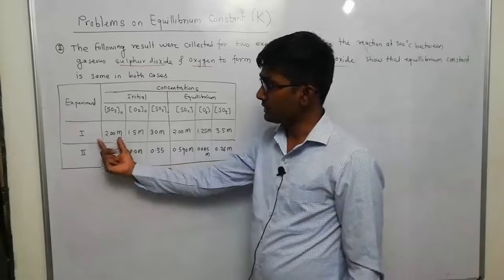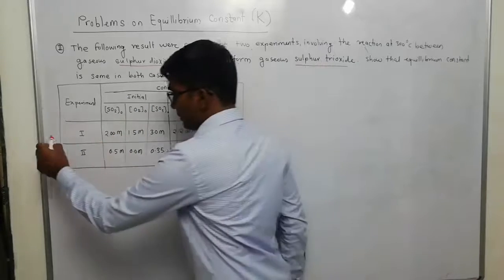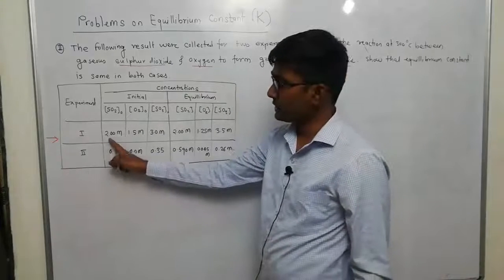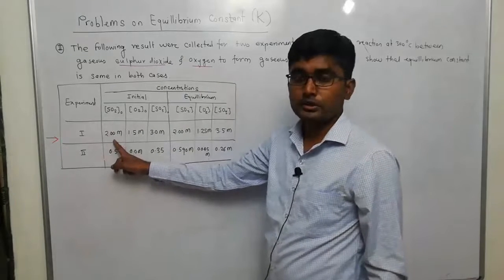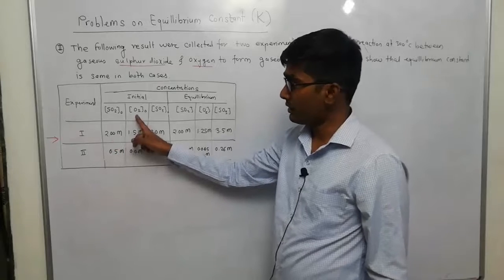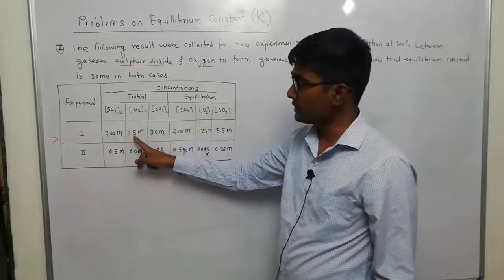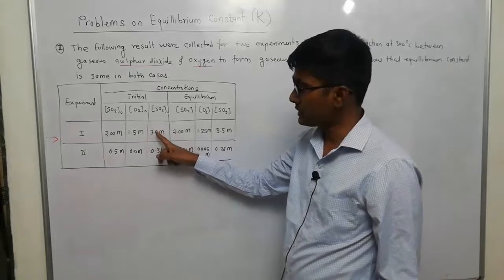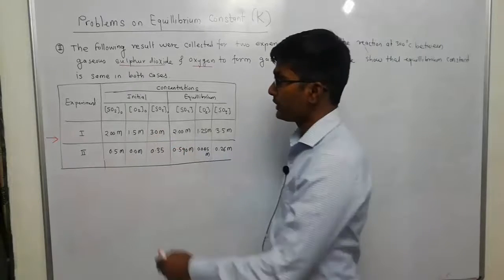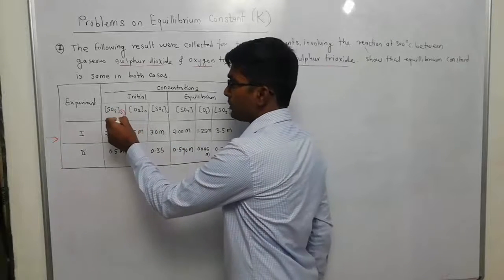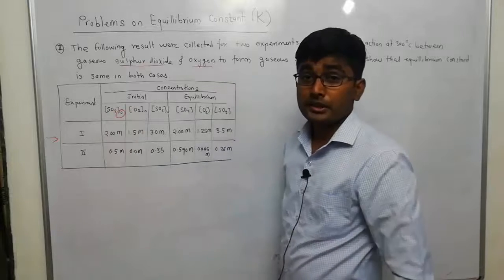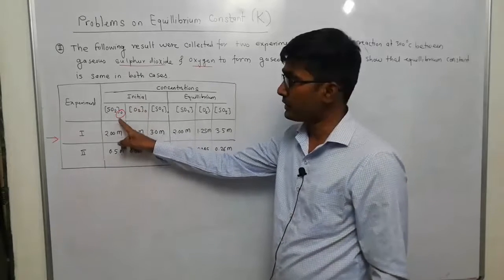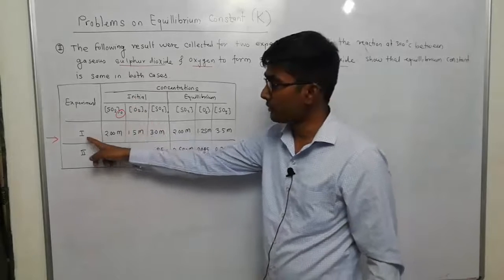So in the first stage, let us focus on the first stage. The initial concentration of sulfur dioxide is 2.00 molar, the concentration of oxygen is 1.5 molar, and the concentration of sulfur trioxide is 3.0 molar. Here the small 0 represents the initial concentration.